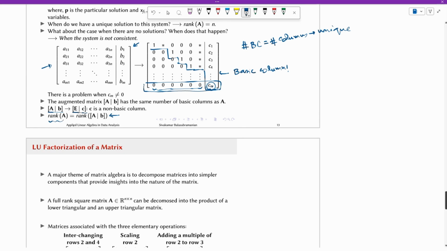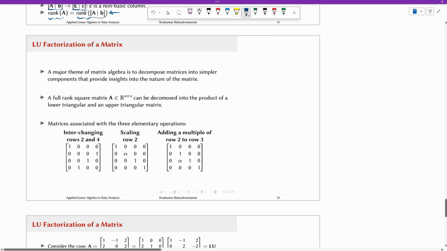If the rank of A is equal to the rank of the augmented matrix, then the system is solvable. Whenever the rank of the augmented matrix is greater than the rank of A, then you have a situation where it cannot be solved. All right, we'll stop here, and then next class we'll look at the first of the several matrix factorization methods that we'll see, which essentially comes from Gaussian elimination. Okay? All right, that's all.